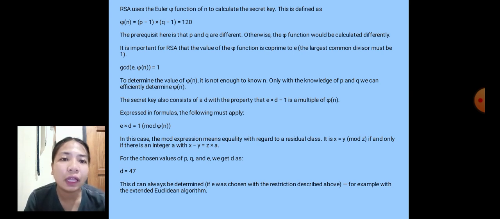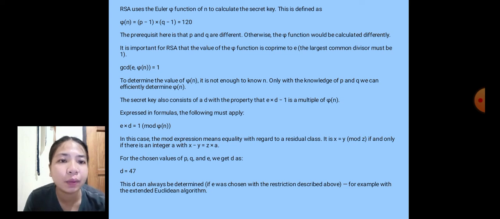So, to determine the value of the Euler function of n, it is not enough to know n. Only with the knowledge of p and q can we efficiently determine φ(n). The secret key also consists of a d with the property that e times d minus 1 is a multiple of the Euler function of n. Expressed in formulas, the following must apply: e times d equals 1.